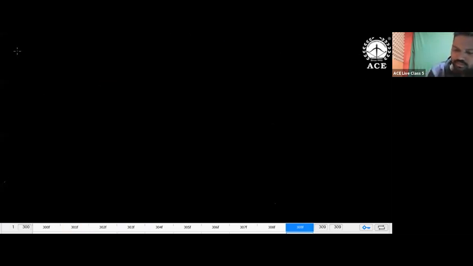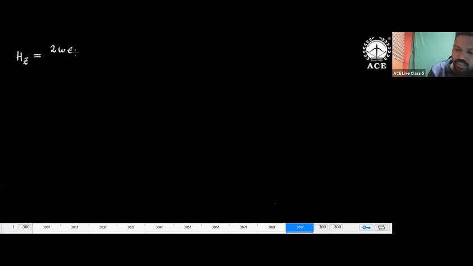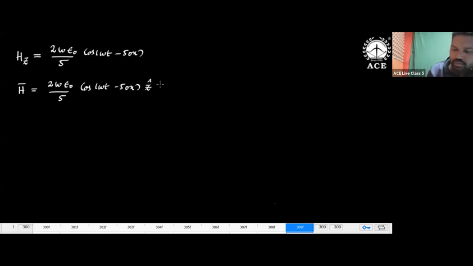So Hz is equal to 2 omega epsilon naught by 5 cos omega t minus 50x. So the H is equal to 2 omega epsilon naught by 5 cos omega t minus 50x, Z cap units are ampere per meter beta. So this is the expression for H.